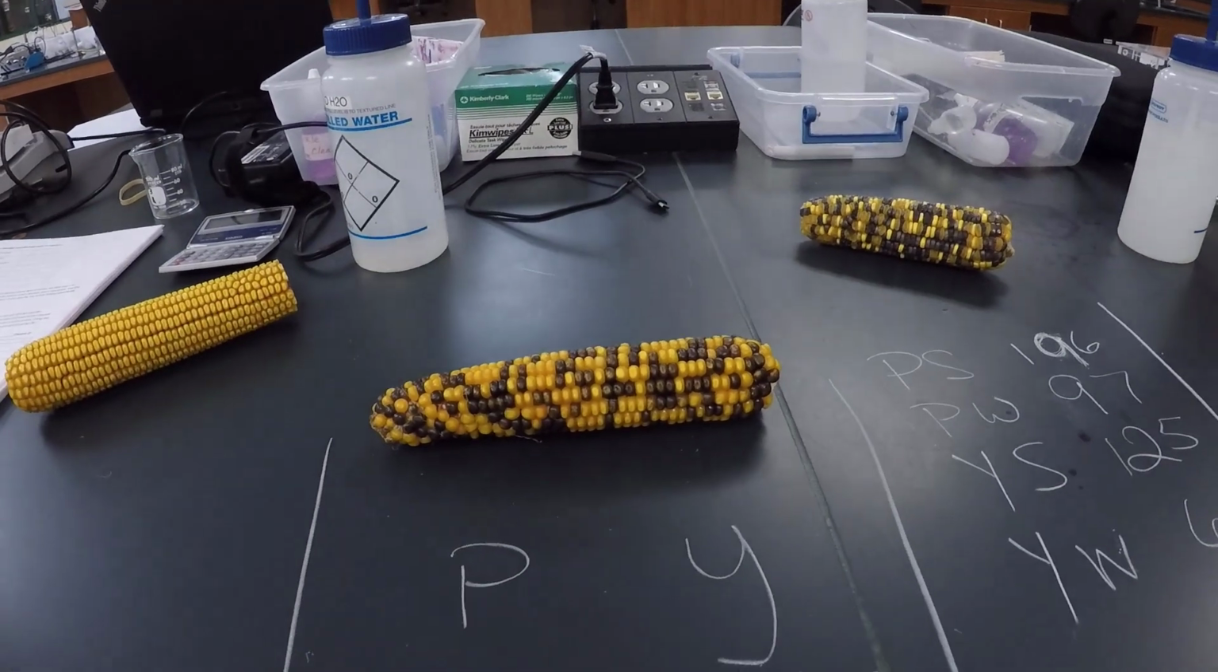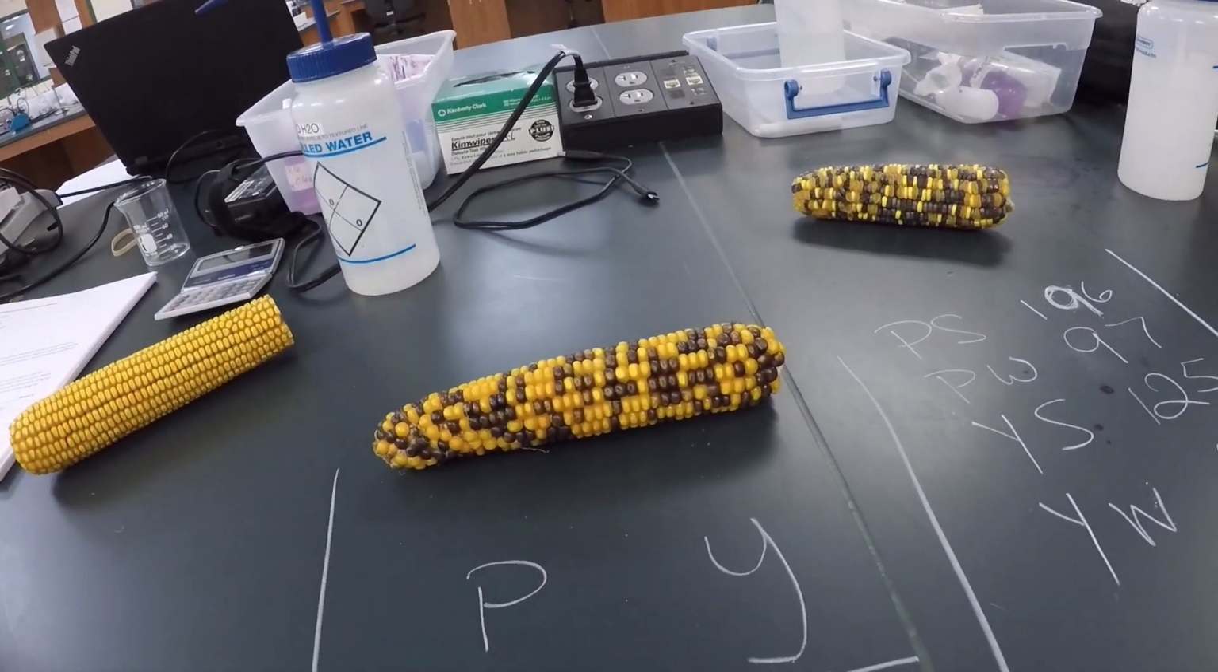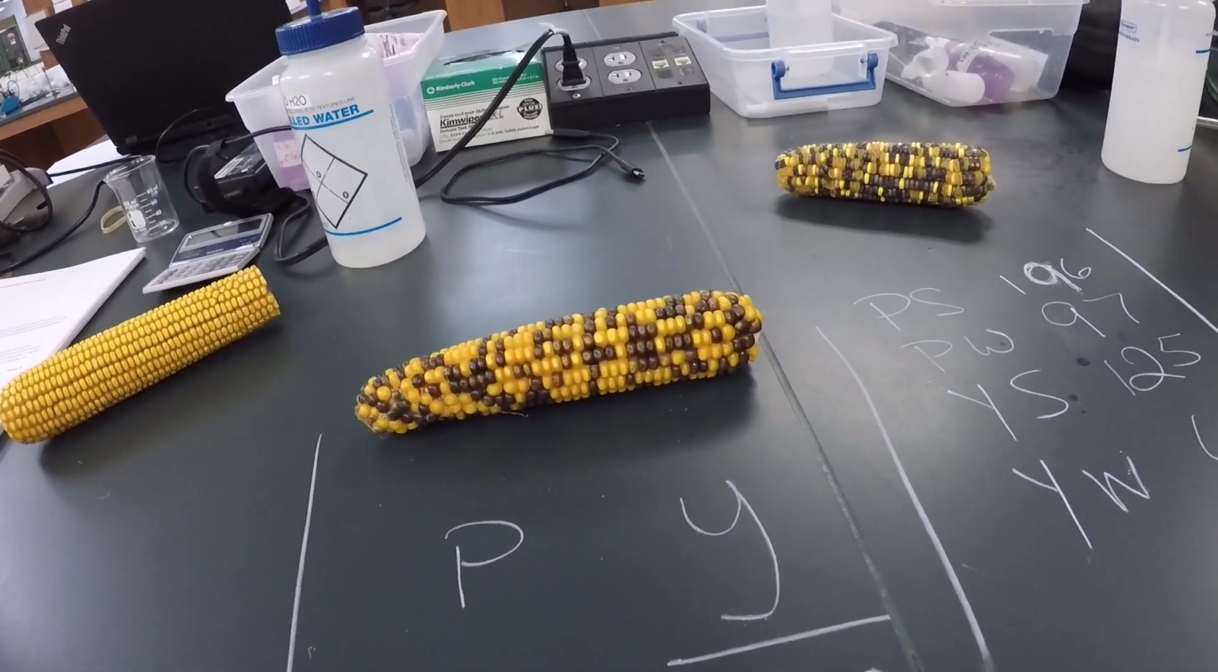So if, examining this corn, you think that it is the result of two heterozygotes, then that's what you're going to go with. You're going to take 211 plus 190, and then find out what 75% of that is, and that's how many should be purple. You're going to find out what 25% of that is, and that's how many should be yellow.